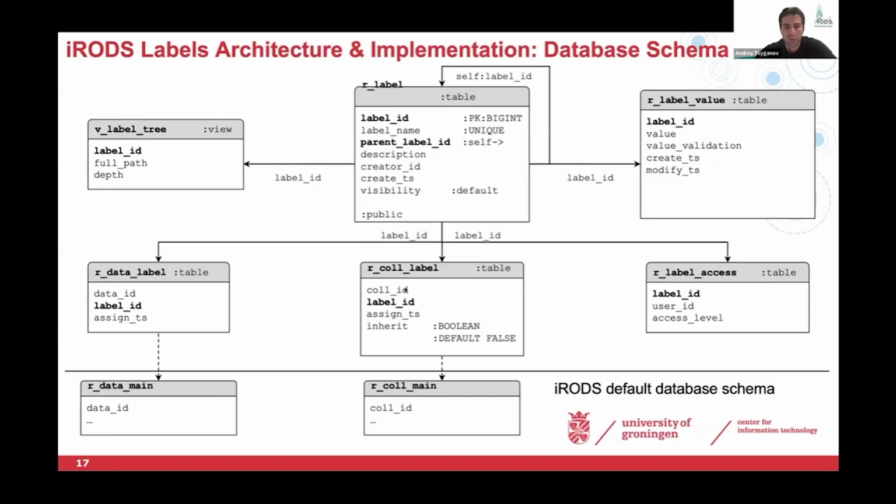So the schema itself, as you can see, allows the label table to be self-referenced. That builds the tree. On the left, you see the label tree view that implements a recursive query, the standard one for all relational databases in SQL syntax, so that it helps to see the tree directly. And regarding the structure, basically all tables are connected via the label ID, and the iRODS default database schema only participates in the data label and collection label by the IDs of the collection and the data object.